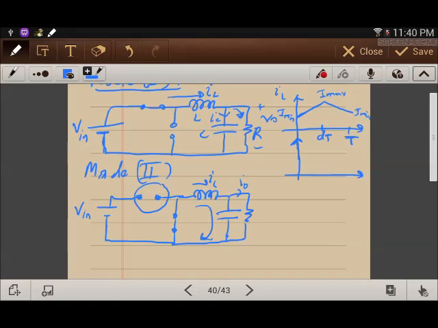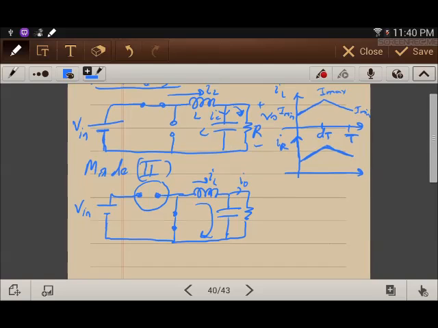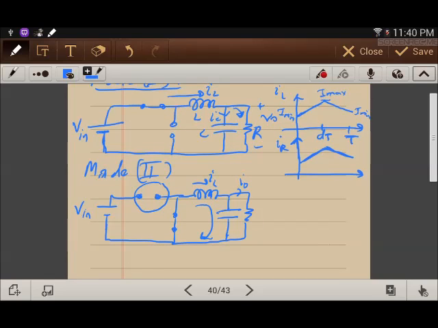Now, what happens to the load current, IR? Since these components are ideal, IR will equal IL, so they have the same waveform. We have a peak-to-peak ripple between the minimum and the maximum value of the inductor current, and this is called delta IL.